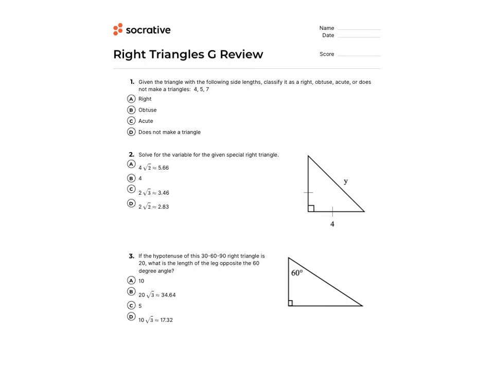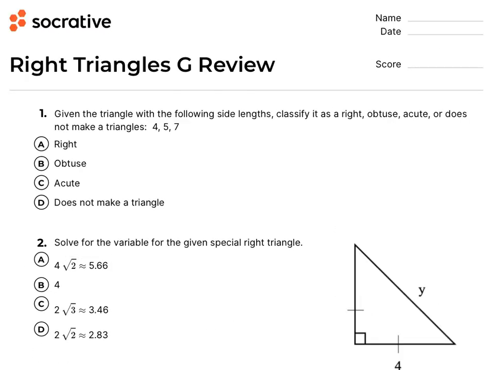In this video, we will go over the right triangle rules and do some examples to help us understand the concepts better. So let's look at number 1. Given the triangle with the following side lengths, 4, 5, 7, classify it as right, obtuse, acute, or does not make a triangle.